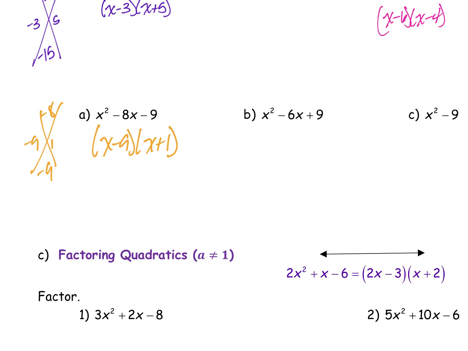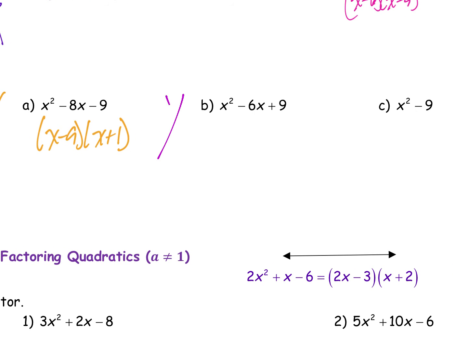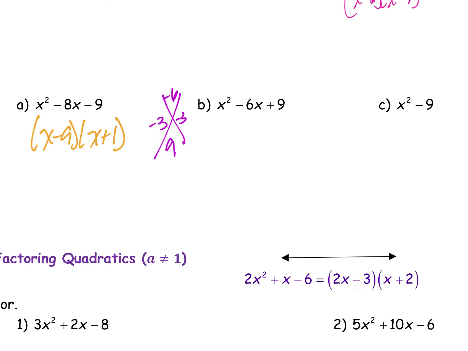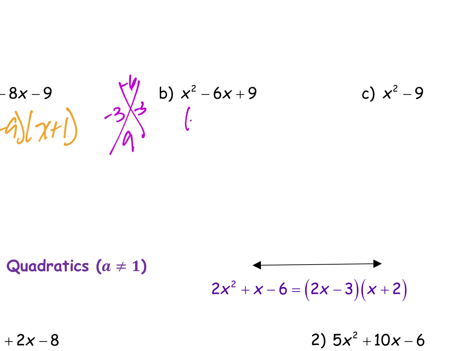B, similar thing: two numbers that multiply to be 9 and add to be negative 6. So negative 3 and negative 3. You can write this one two different ways. I could write this as x minus 3 times x minus 3, or I could write it as x minus 3 squared. It doesn't matter, either one is correct, whichever way you prefer to write it. Okay?